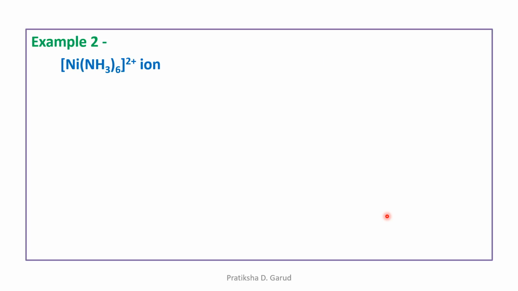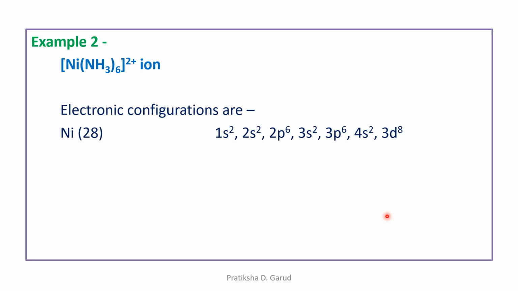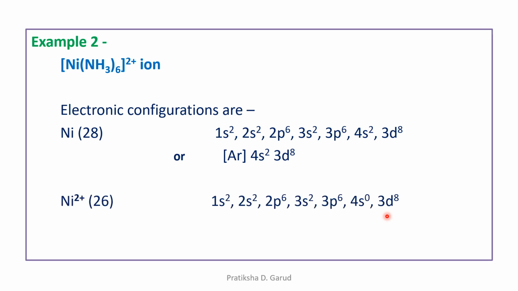Then the second example for this is the [Ni(NH3)6]2+ ion. Now the electronic configuration for the nickel with the atomic number 28 is 1s2, 2s2, 2p6, 3s2, 3p6, 4s2, 3d8. Or it is having the argon core 4s2, 3d8. Then the oxidation number for the nickel over here is 2+. So it is Ni2+, atomic number becomes 26.